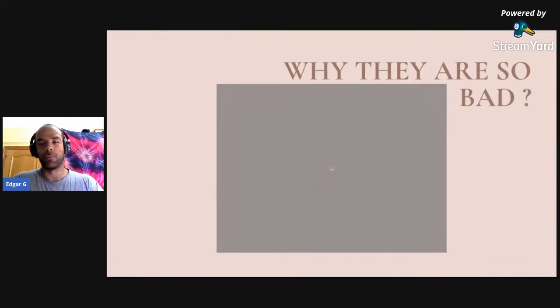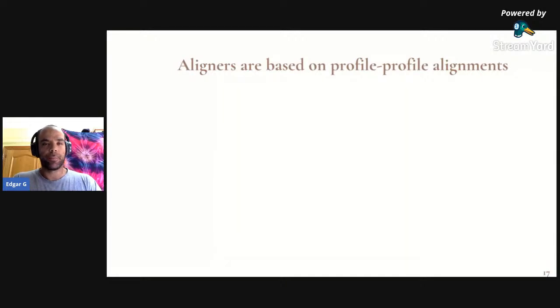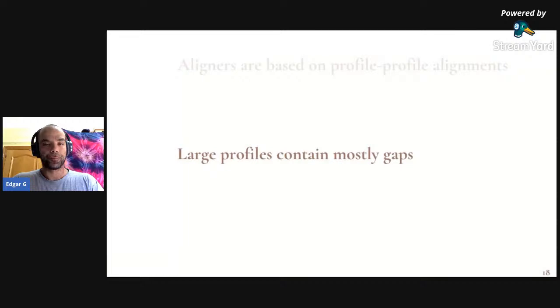Then why are they so bad? Why are the progressive aligners so bad? First, because progressive aligners, and almost all of the other aligners, are based on profile alignments. It's what I told you at the beginning, that after the first step, we are always aligning profile and profile, and this increases the error rate.